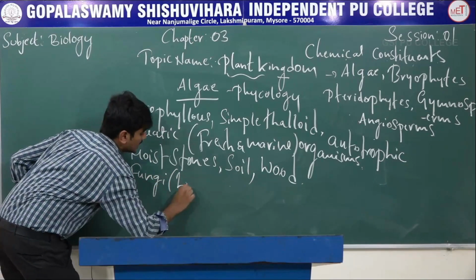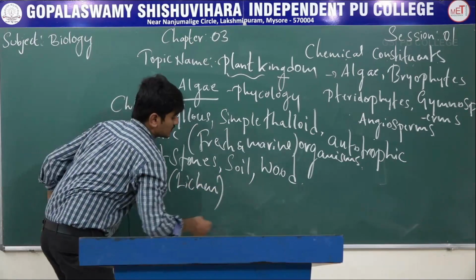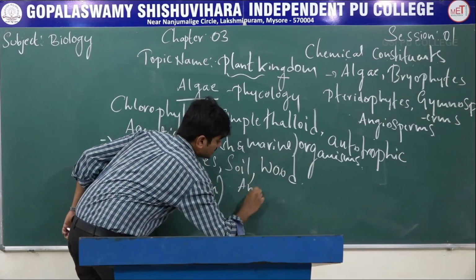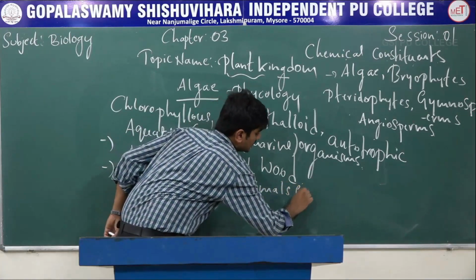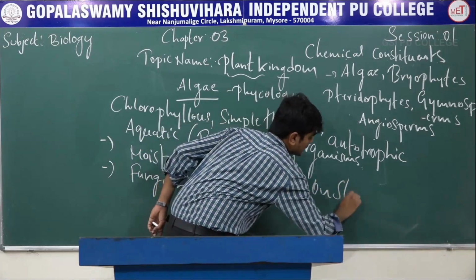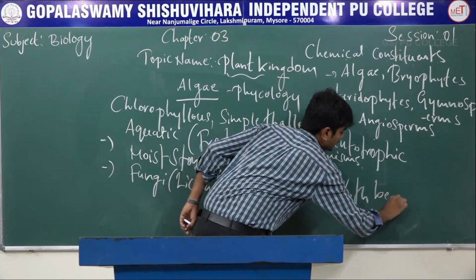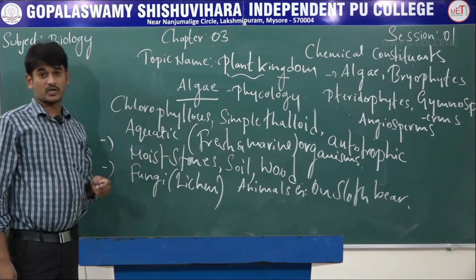Some algae are also associated with fungi, that is called lichens, and also some live in animals, for example on the sloth bear. Yes, these are all habitats of algae.